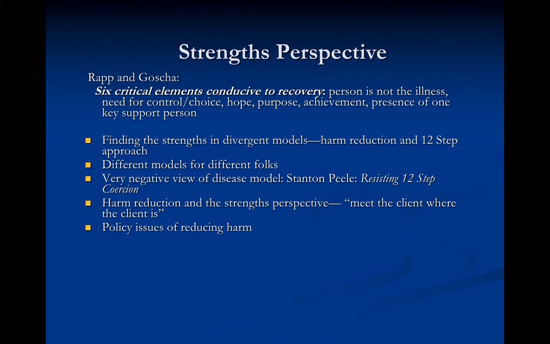So there are strengths in the divergent modules. There's certainly strengths in harm reduction and certainly strengths in abstinence only based. It's very important that we fit the treatment to the client and not vice versa. There are some resources out there if you want to look at the negative views of the disease model, Stanton Peele, resisting 12-step coercion, and harm reduction in the strengths perspective. We're going to spend some time on that and show you some great resources.